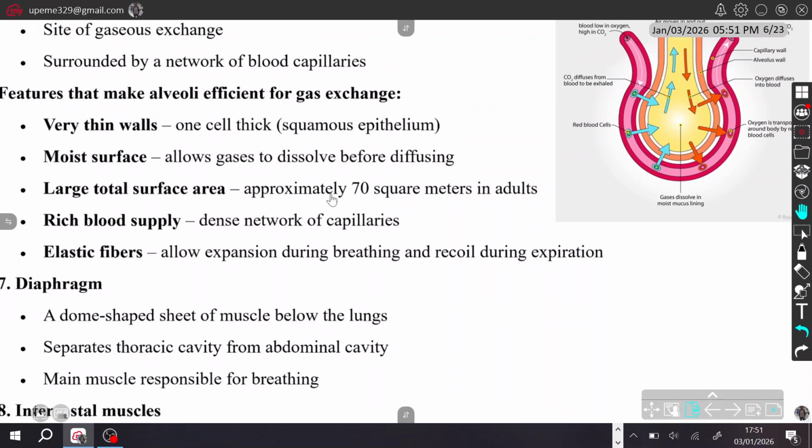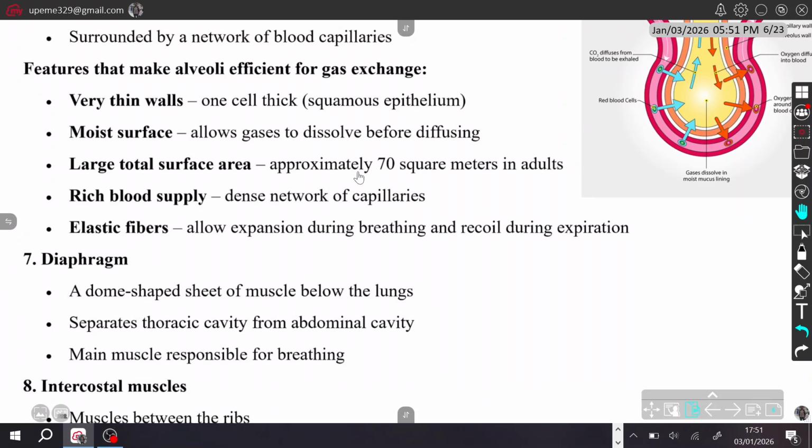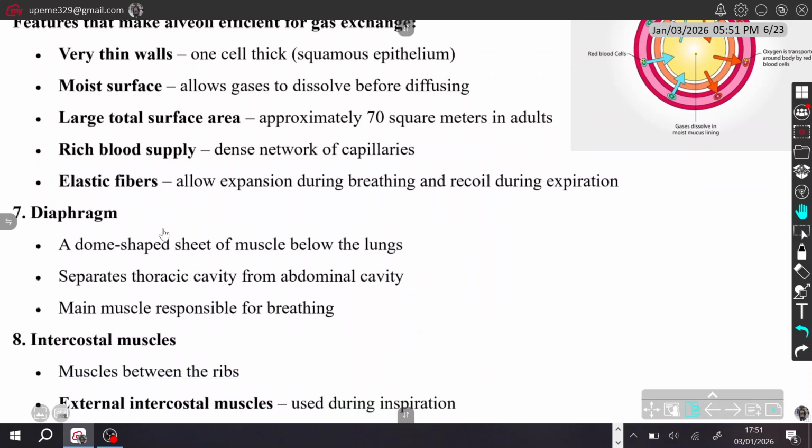Then another structure of the respiratory system is the diaphragm. So we talk of the diaphragm. The diaphragm is a dome-shaped sheet of muscle below the lungs.